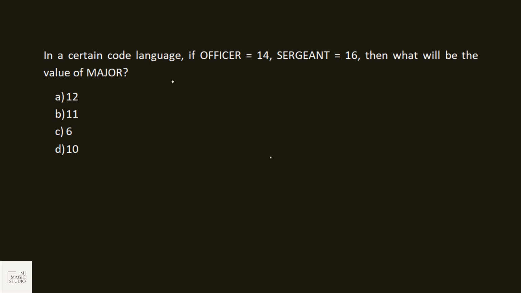Okay, the next one: in a certain code language, officer is 14, sergeant is 16, then what will be the value of major? In the very first instance, we always try to give these alphabets their numerical position, and then we try to add or subtract to get this number. But as I can see, with respect to the letters given in this word, 14 is a very small number. So the next choice is, let's count the number of letters. 1, 2, 3, 4, 5, 6, 7. Officer is a 7-letter word, and this is 14, which gives us a sense of 7 into 2.